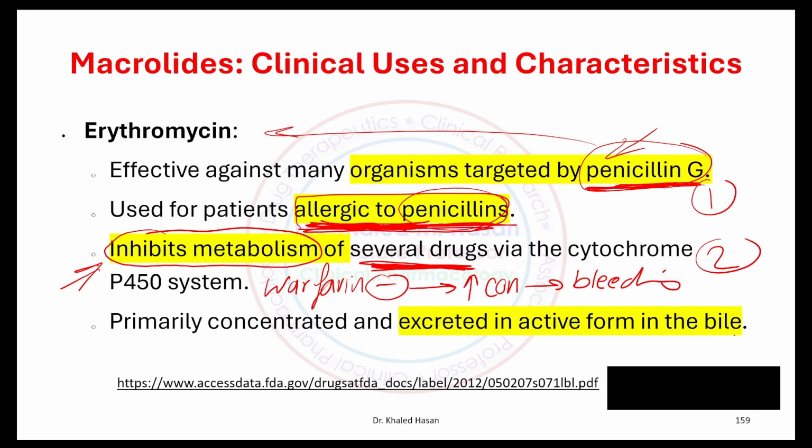This medication is primarily eliminated through the bile and the liver. It's not through the urine, so remember that. Macrolides are eliminated through the bile and the liver as active form.